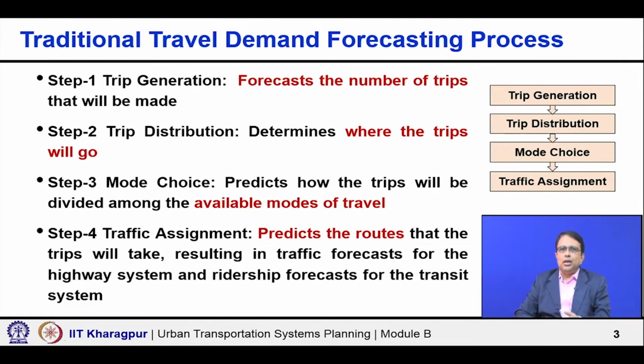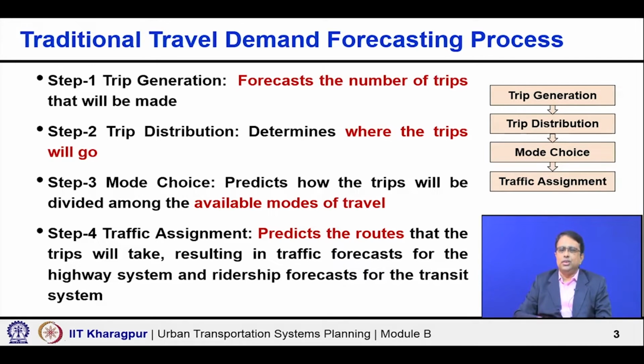Coming to the 4-stage planning process, the 4 stages or steps are: first, what is called trip generation. Here we try to forecast the number of trips that will be made given the land use, given the activities in the whole study area of course, but then in small pockets within the study area.